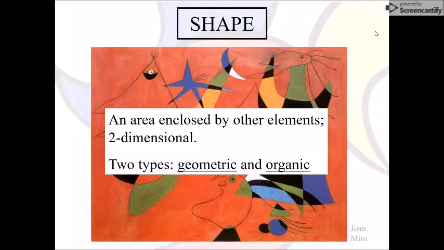Make sure to write down that it is 2D, it's flat. And there are two types, geometric and organic. And I would recommend drawing a few examples of geometric and organic shapes next to the words.